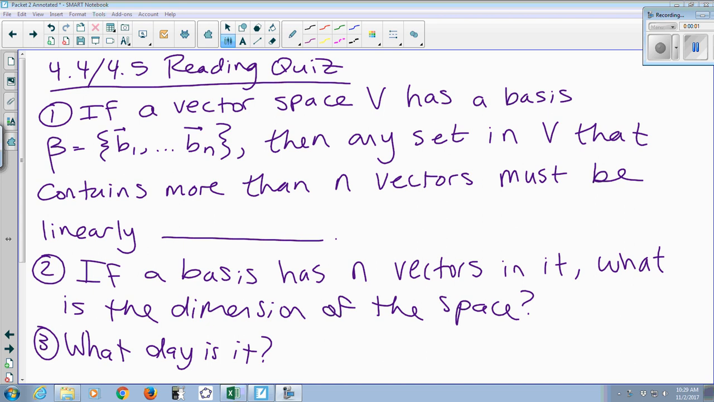If a vector space V has a basis B1 to Bn, meaning there's n vectors in it, then any set in V that contains more than n vectors must be linearly dependent. Okay. If a basis has n vectors in it, what is the dimension of the space? N.